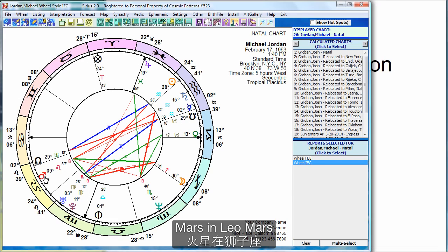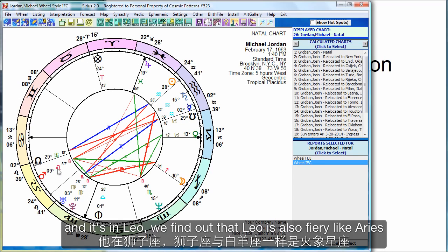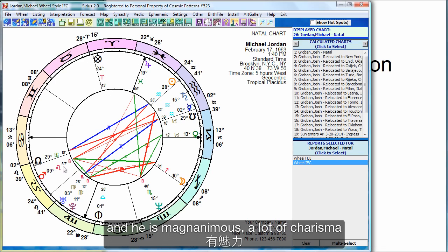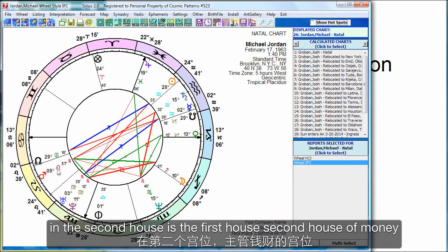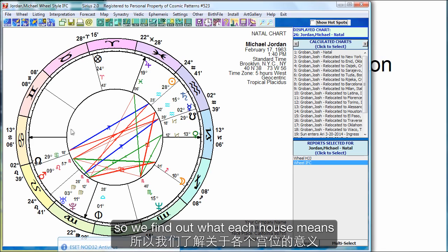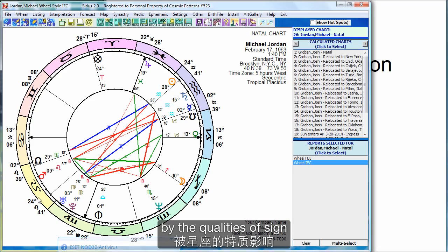Mars in Leo. Mars, you have an idea what Mars is. Mars is the warrior. And it's in Leo. We'll find out that Leo is also fiery, like Aries, and is magnanimous, and he has a lot of charisma. And he's energetic, an athlete, a powerful athlete. So that makes sense. It's in the 2nd house. Here's the 1st house, 2nd house of money. So we find out what each house means, what each sign means, and the planet will be colored by that sign, by the qualities of that sign.